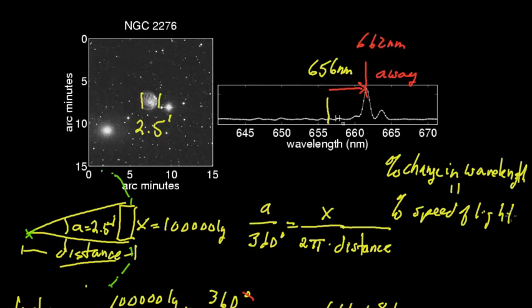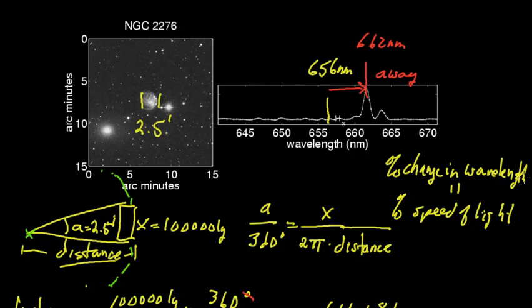So for example, if we had a 10% shift in the observed spectrum, we would see that this object was moving away from us at 10% of the speed of light. If it was a 15% shift, we'd see a 15% shift, and so on. We're not going to see such large shifts.